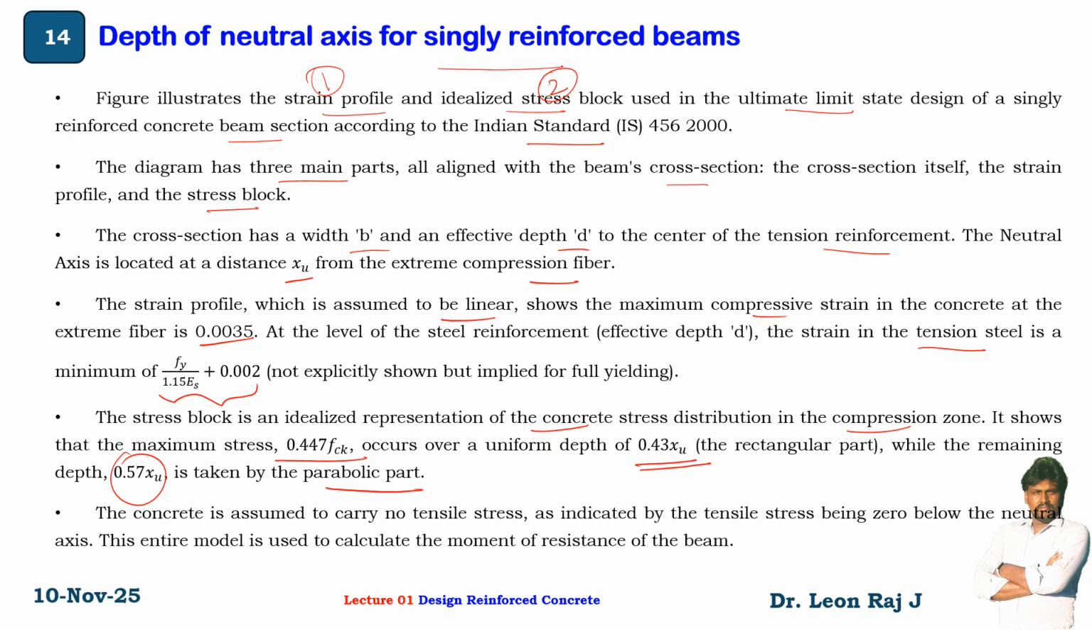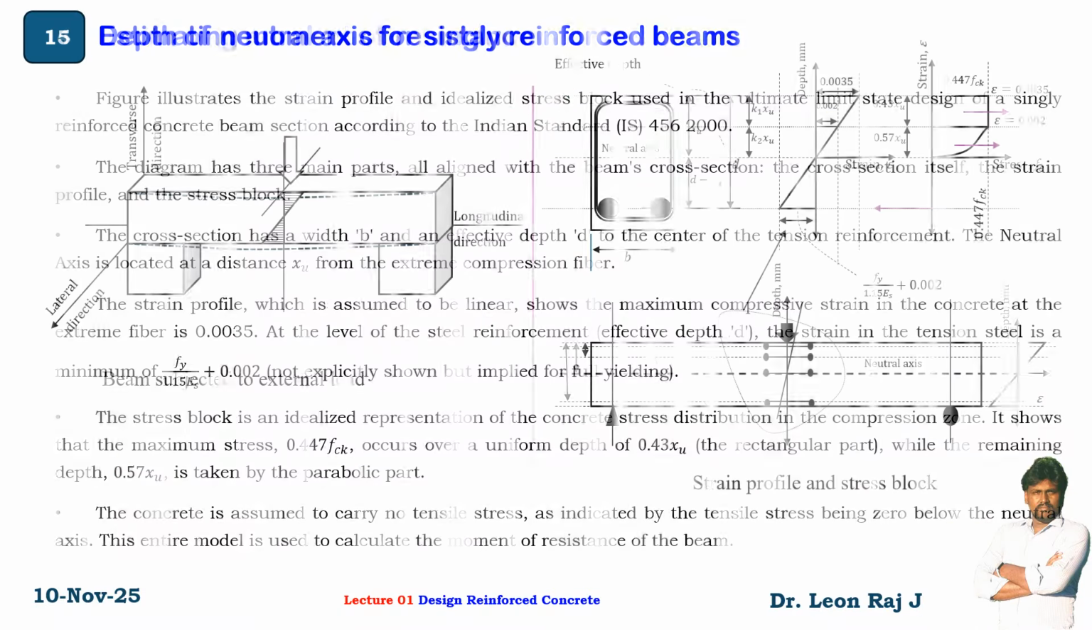Concrete is assumed to carry no tensile stresses, as indicated by the tensile stress being 0 below the neutral axis. The entire model is used to calculate the moment of resistance of the beam.